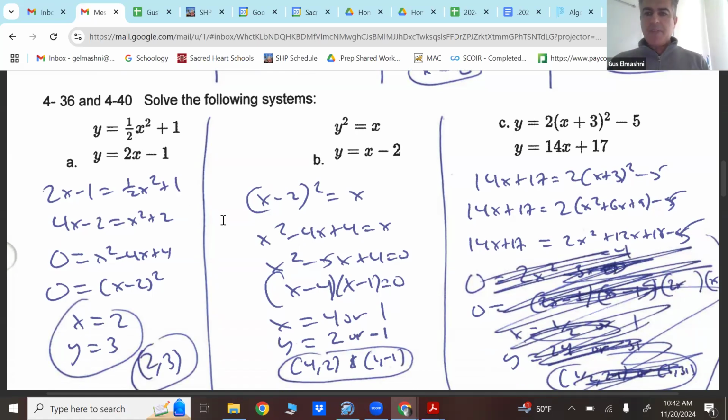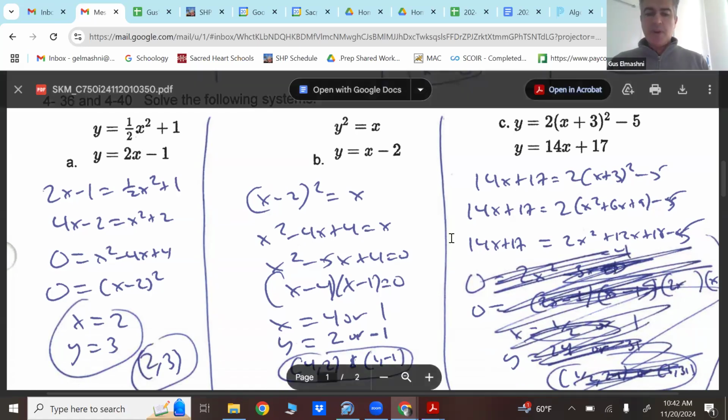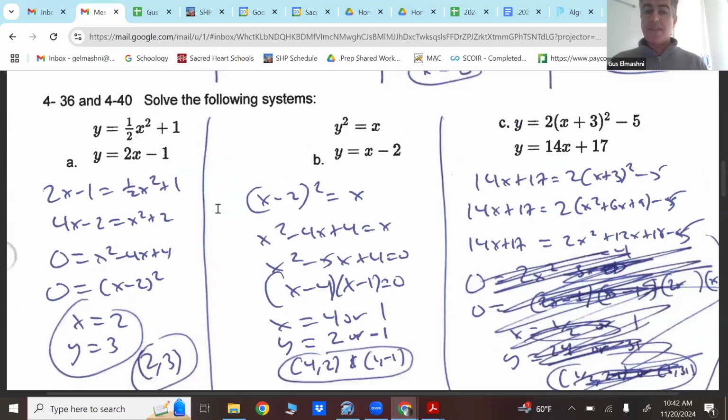For C, again, substitute. Sorry, my handwriting is a little messy there. But really quickly, going back to A again, once you solve for x, plug back into the equation, you get y, because it is a pair of coordinates or a point where they touch. Because if you graphed it, there'd be a point of intersection, right, where they touch. That's the solution. For B, same thing. Once you get 2 answers for x, plug it back in to get each individual answer for y.